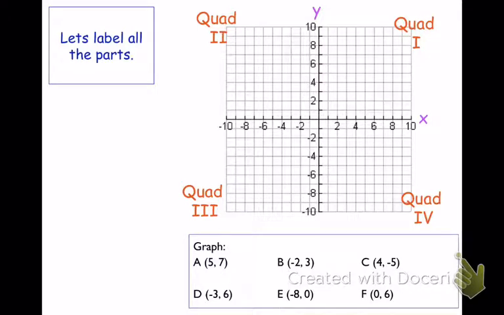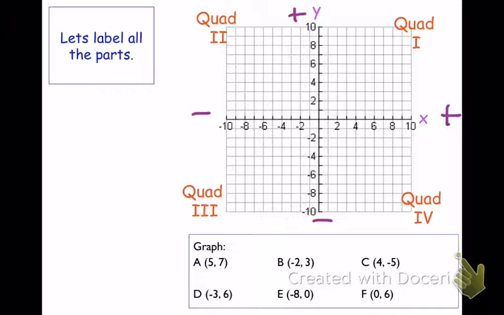So label this positive, this one negative, this one positive, this one negative. Now we're going to move on to the next thing where we're going to go ahead and graph all the points. So let me change the color on this.